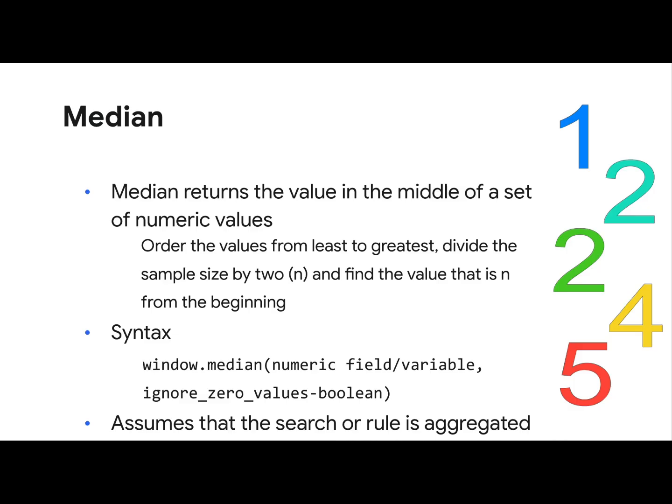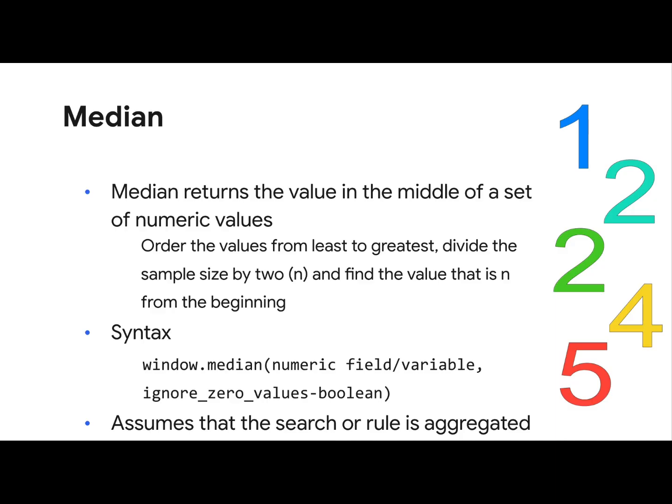is 2. If there is an even number of values in the sample set, Google SecOps will choose one of these values non-deterministically. The median function is window.median and requires 2 arguments, the numeric field or variable that is used to calculate the median, as well as a Boolean argument to ignore 0 values. The window.average function does not require this Boolean condition, but the window.median does.